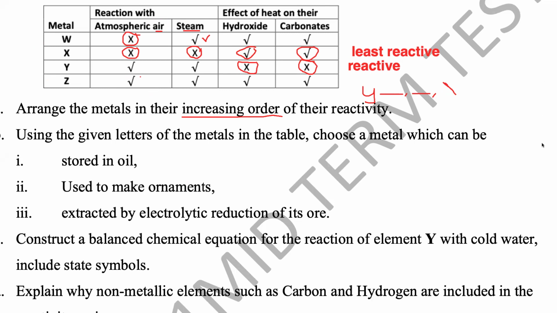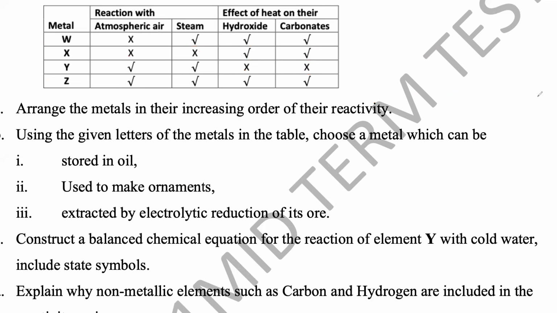So we are actually starting with the least. So the least here is actually X, because X cannot react in any way. So we are starting with X. After X, W follows. X cannot react, but W reacts with steam, so that is what is next. And then thirdly, we are going to go to Z. Z is a bit reactive, but not that much. Why? Because its compound decomposes.